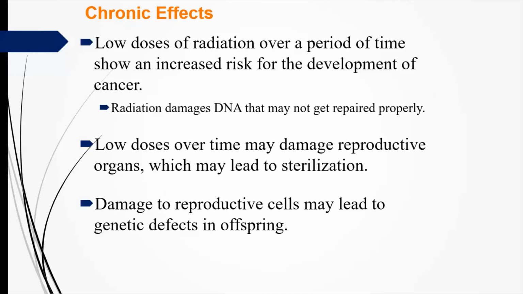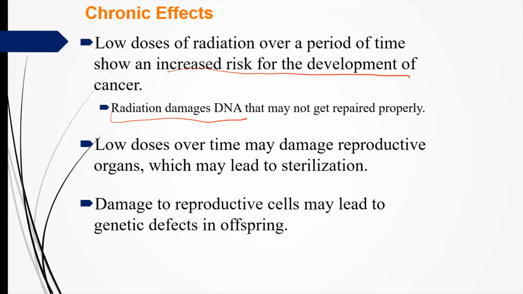Chronic ones, so low doses of radiation over a large period of time, can do things like increase the risk for the development of cancer because you can have your cells mutating. You can have radiation damages to your DNA that won't be properly repaired. And then that can lead to different genetic defects over time.